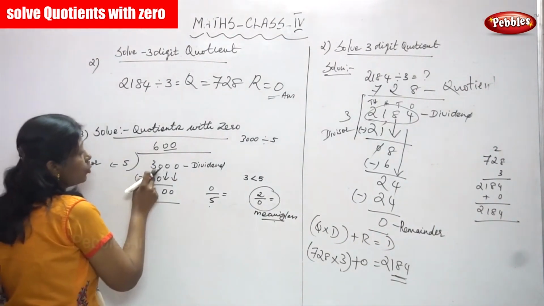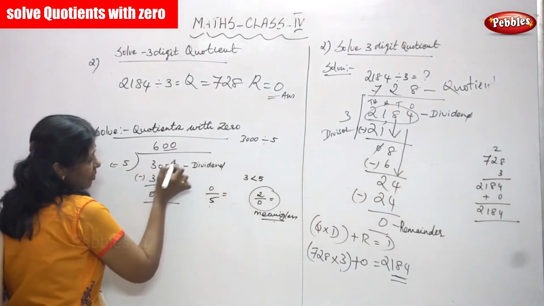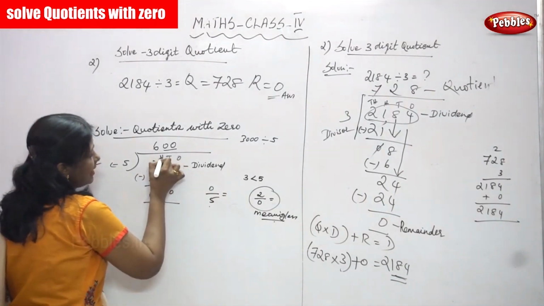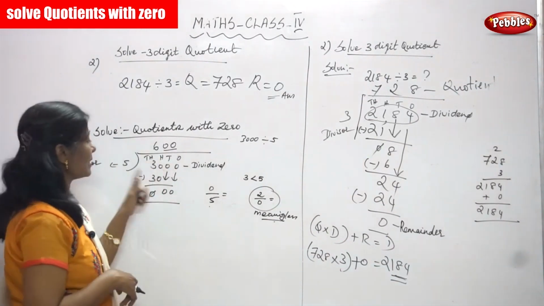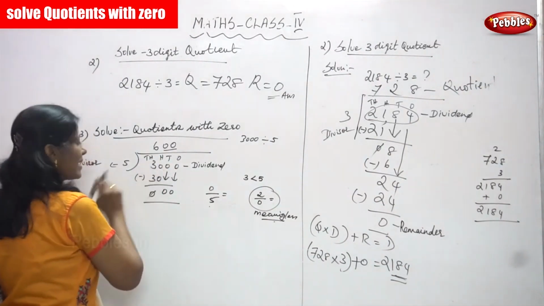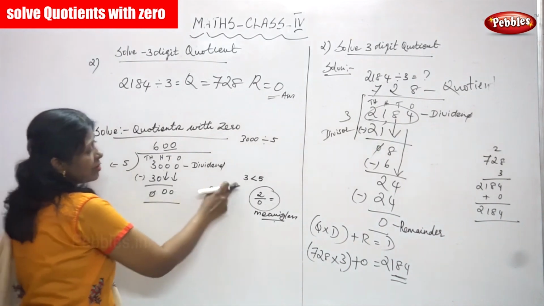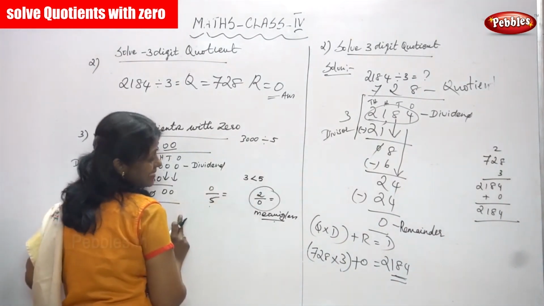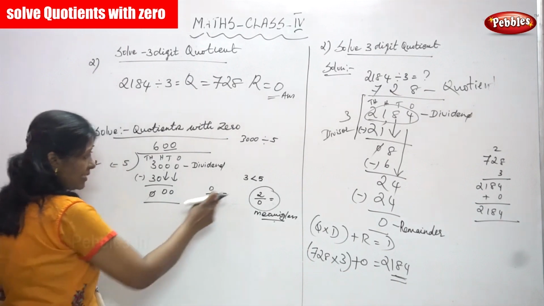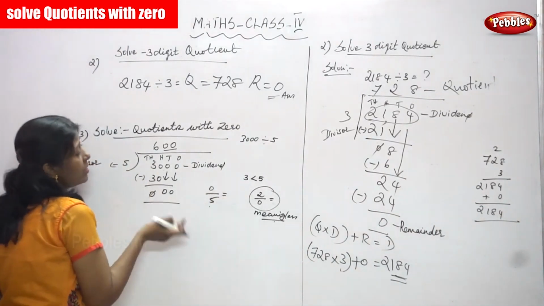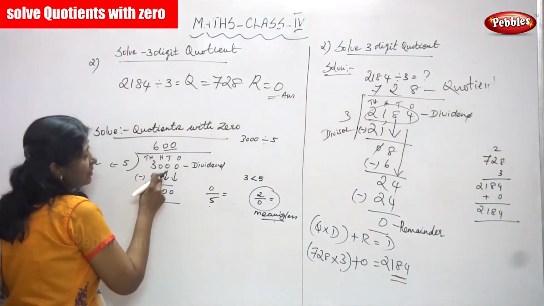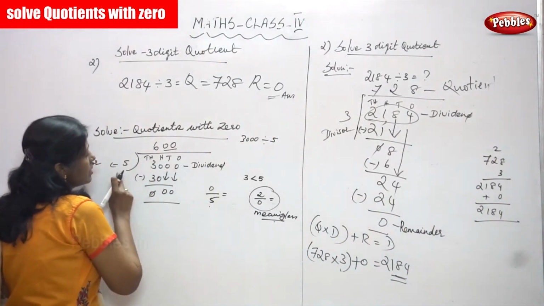First you must write the place values: ones, tens, 100, then 1000. What is the number in the 1000 place? That is 3. So you compare 3 and 5. 3 is less than 5, so you can't divide. You must take the next number, that is 30. So 30 is divided by 5.